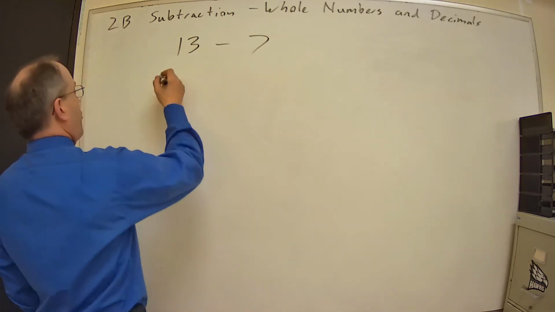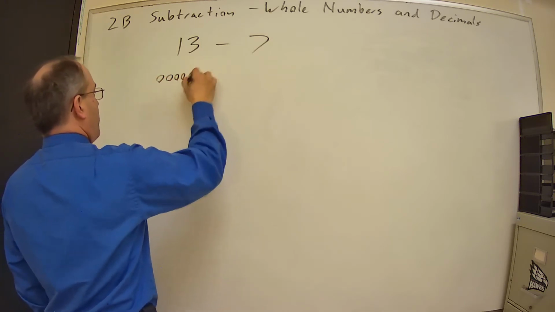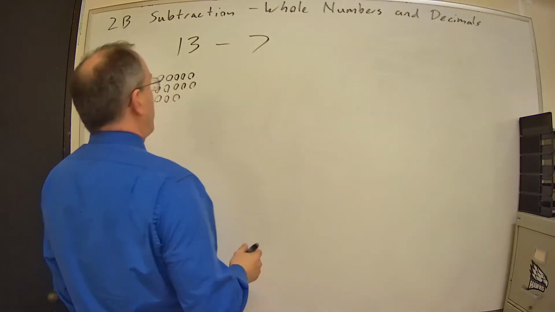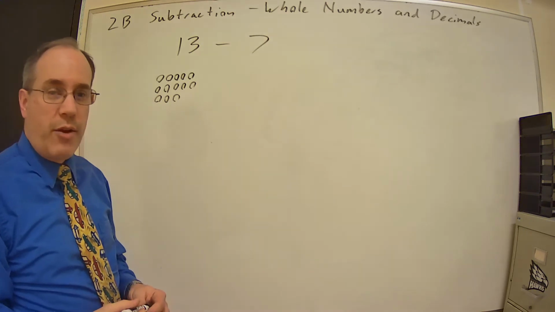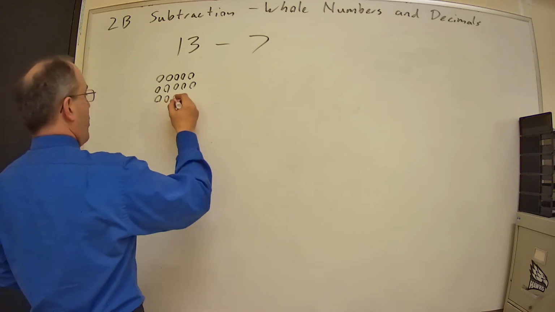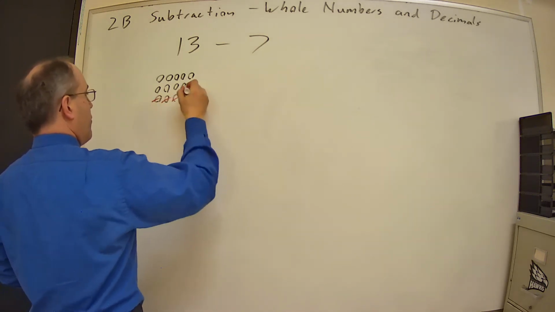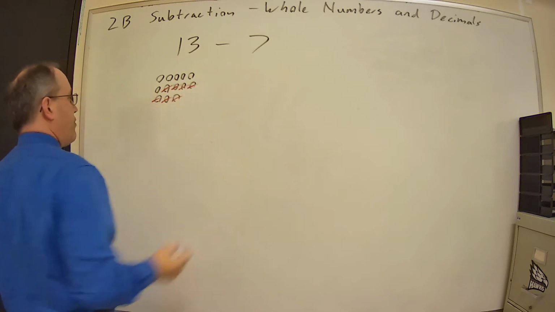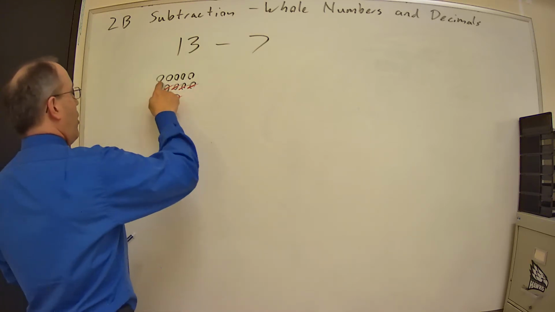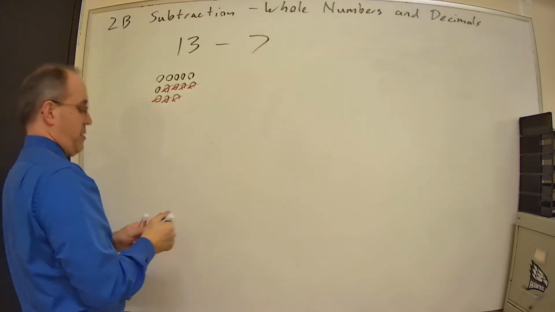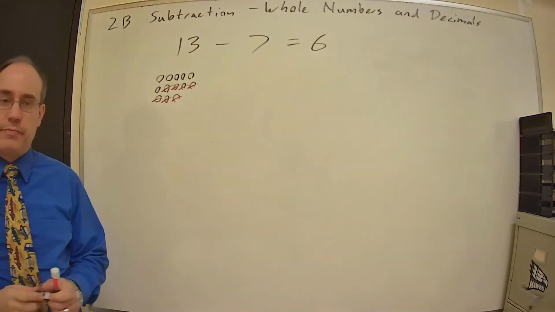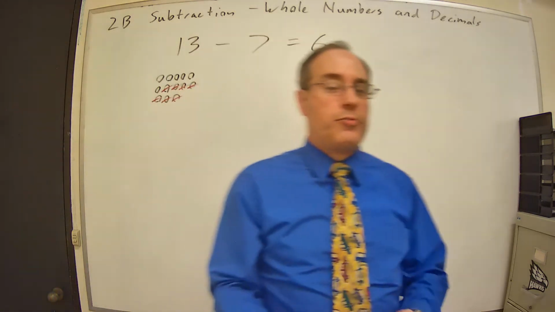So I can draw those out. I go 13, okay, so I go 1, 2, 3, 4, 5, 6, 7, 8, 9, 10, 11, 12, 13. And I'm going to subtract 7 or take away 7. Well, if I take away 7, then I'm taking away 1, 2, 3, 4, 5, 6, 7. So I'm getting rid of 7 of those circles, leaving me with 1, 2, 3, 4, 5, 6. 6 circles left.